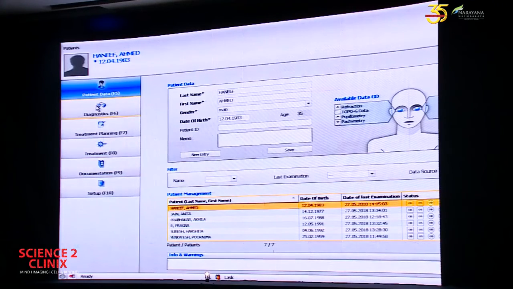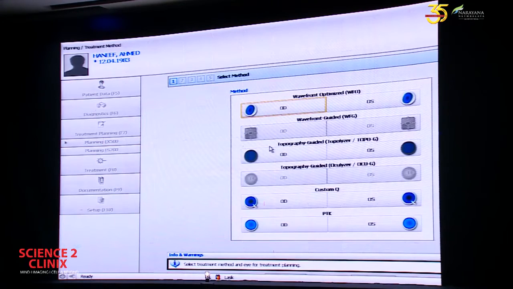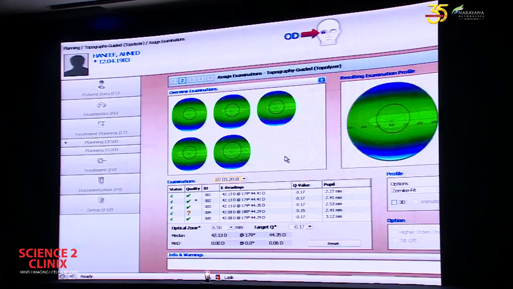So it begins with the patient entries. We'll take the first patient. So we go on to the treatment planning. So here you have the planning with the EX500. The upper one would be the wavefront optimized only, but we're going to go on with the topo guided because we want to plan for the Contura. So we'll start with the right eye.